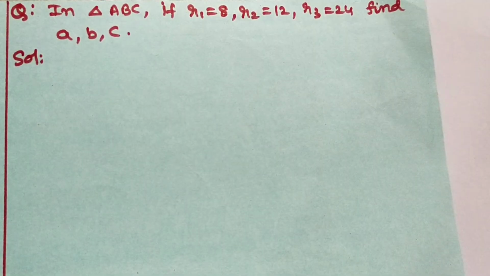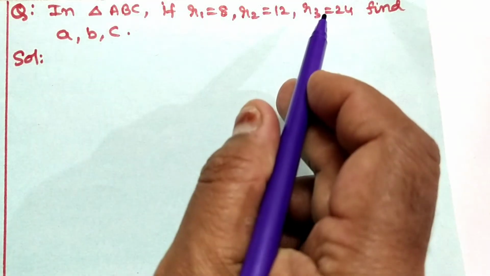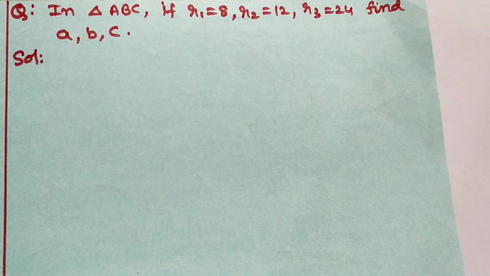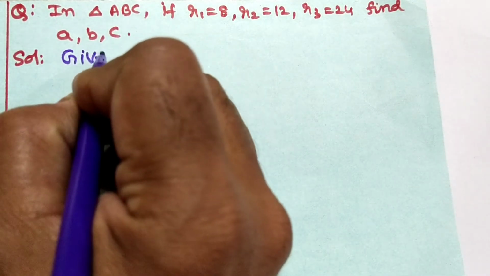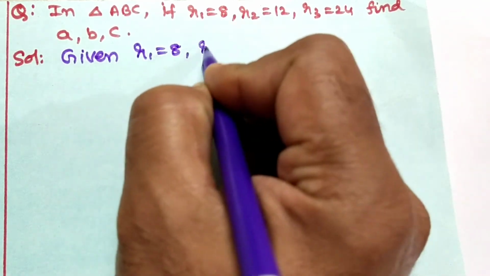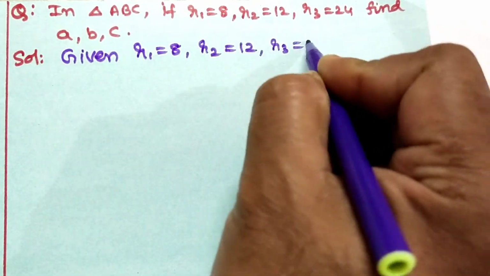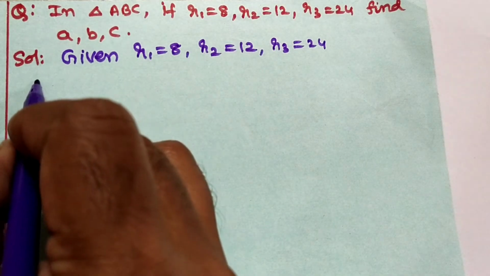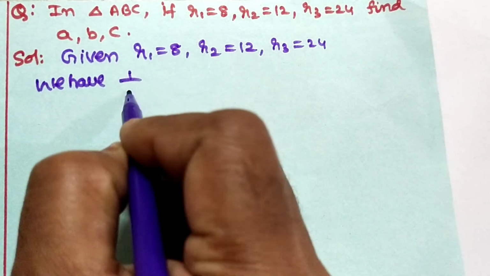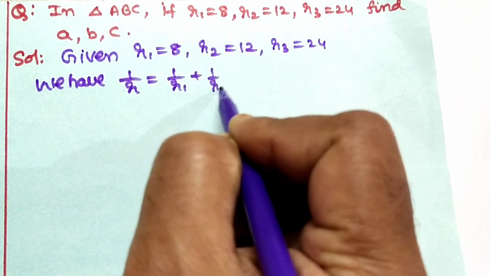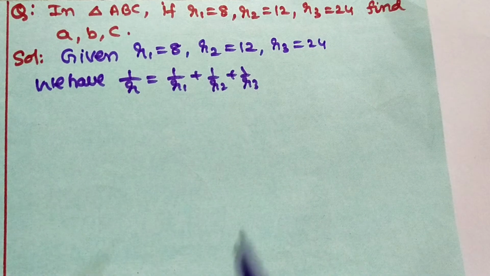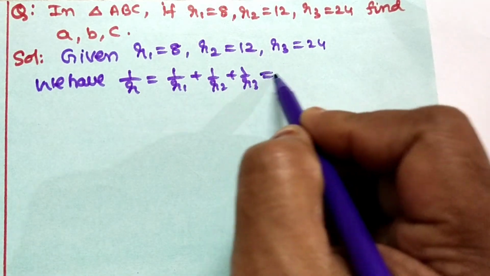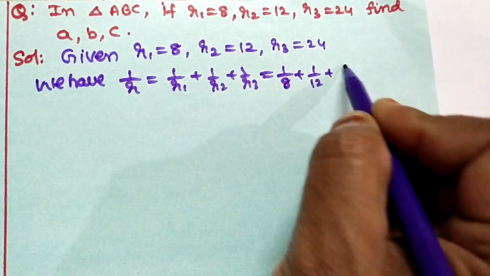Now, next question. In triangle ABC, if r1 equals 8, r2 equals 12 and r3 equals 24, find A, B, C. So we know that whenever r1, r2, r3 values are given, we need to calculate the R value also. So given r1 equal to 8, r2 equal to 12 and r3 equal to 24, we have 1 by r equal to 1 by r1 plus 1 by r2 plus 1 by r3. Now substitute these values, which is equal to 1 by 8 plus 1 by 12 plus 1 by 24.